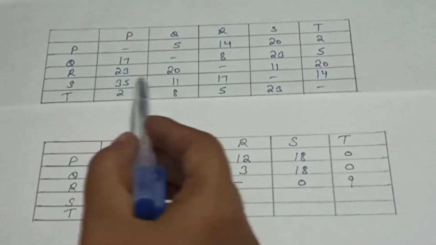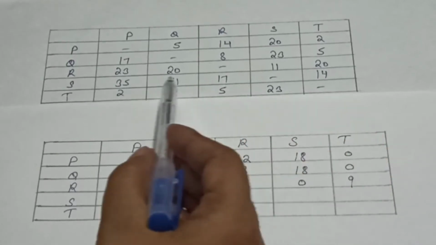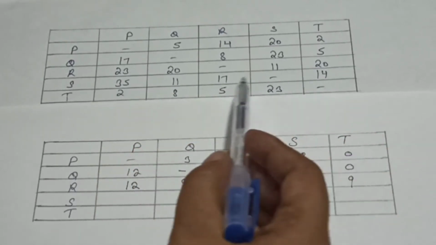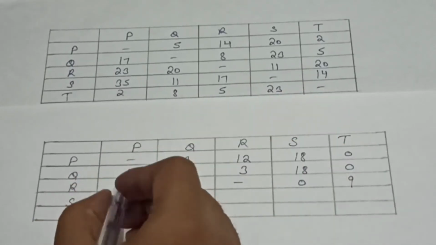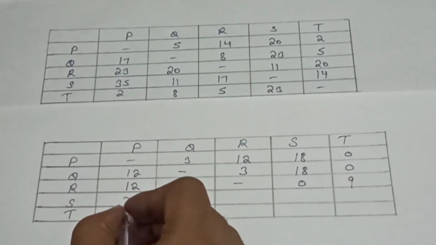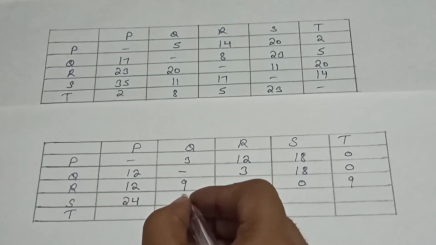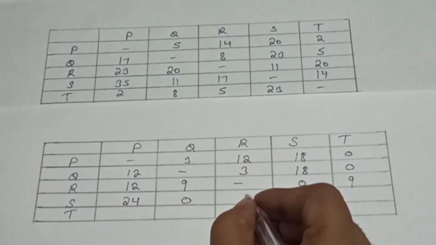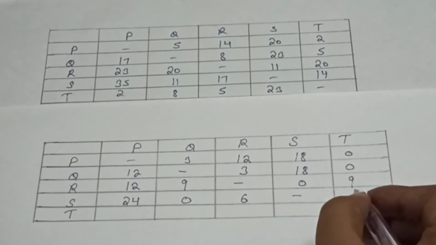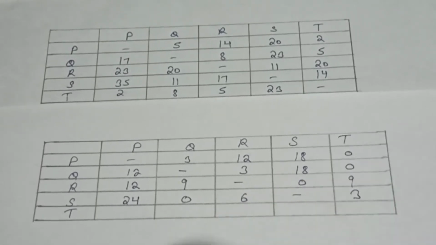In this fourth row, we can say 11 is the minimum element. So we will subtract 11 from all these elements. So 35 minus 11 is equal to 24. 11 minus 11 is equal to 0. 17 minus 11 is equal to 6. 14 minus 11 is equal to 3.